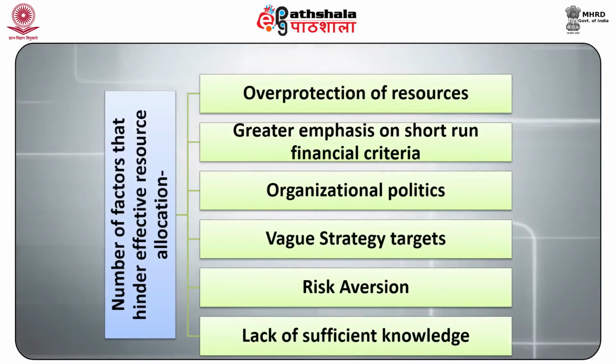Strategic management enables resources to be allocated according to the importance established by the annual objectives. Allocation of the resources to particular divisions and departments does not imply that a company strategy will be implemented successfully. A number of factors can hinder the resource allocation process. For instance, the overprotection of the resources, greater emphasis on short-run financial criteria, organizational politics, vague strategic targets, risk aversion, and also lack of sufficient knowledge.